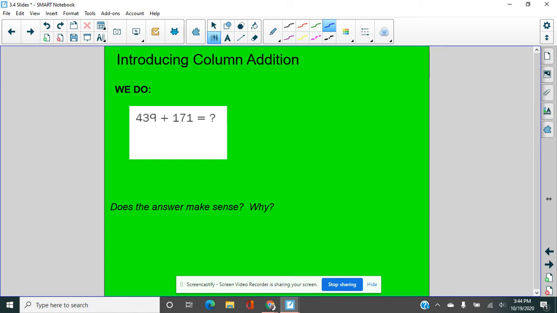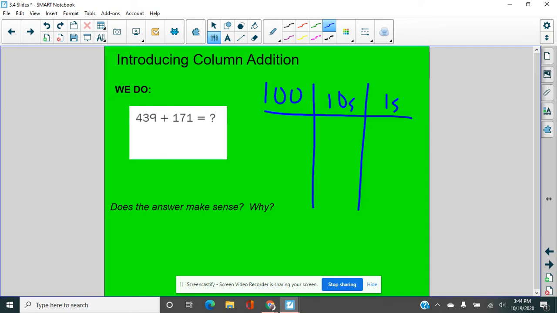All right, let's work here together. So watch me. I'm going to put my columns right here. Here's my ones, here's my tens, here's my hundreds. And I'm going to now put the numbers that I'm going to add in the correct columns. 171. There's my adding sign. All right, here we go. Where do we need to start? Are we going to start with the hundreds, the tens, or the ones?